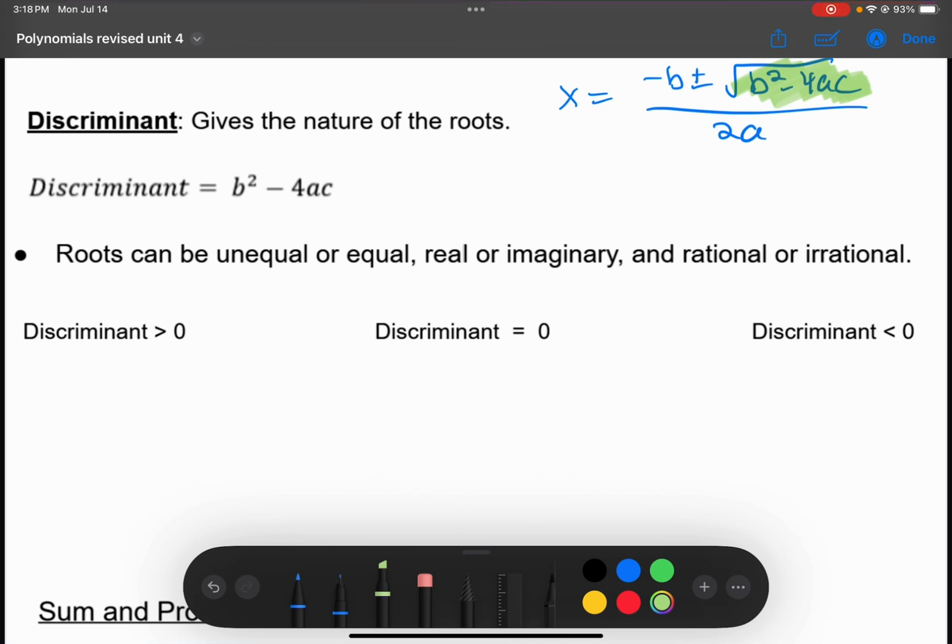So if the discriminant is greater than 0, that means the discriminant is positive, a positive number. That means we would have the square root of a positive number. We would have two solutions because we would have the plus minus component of a positive number. So that would mean we would have two solutions, and we call those two unequal solutions.